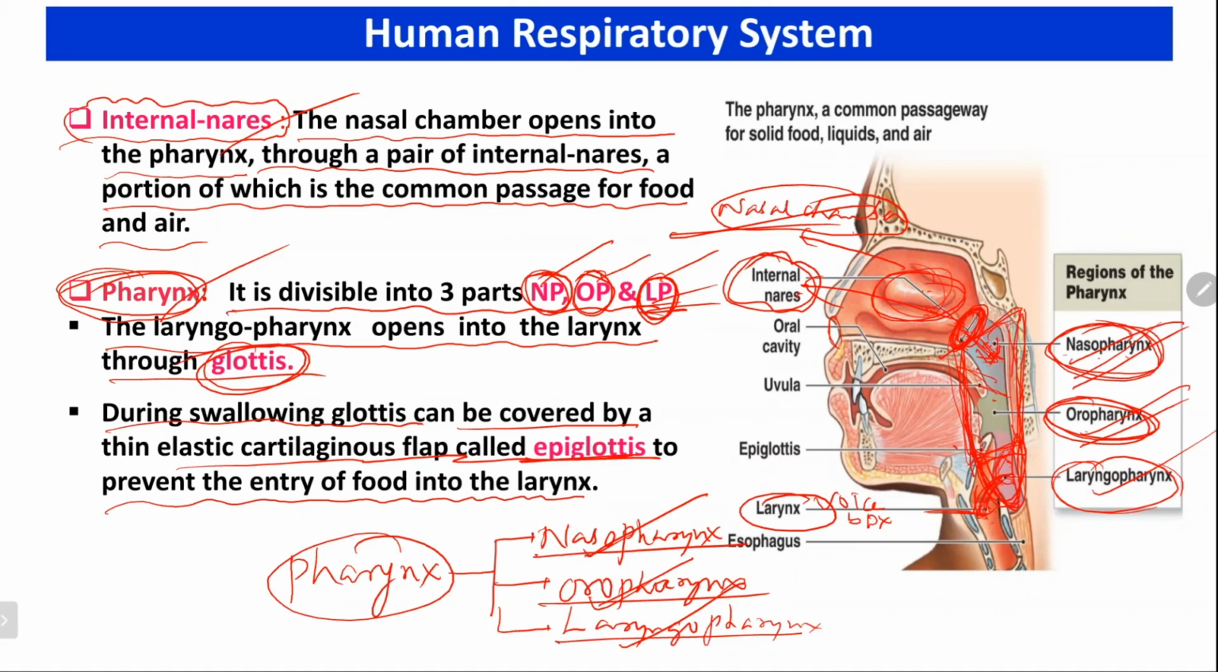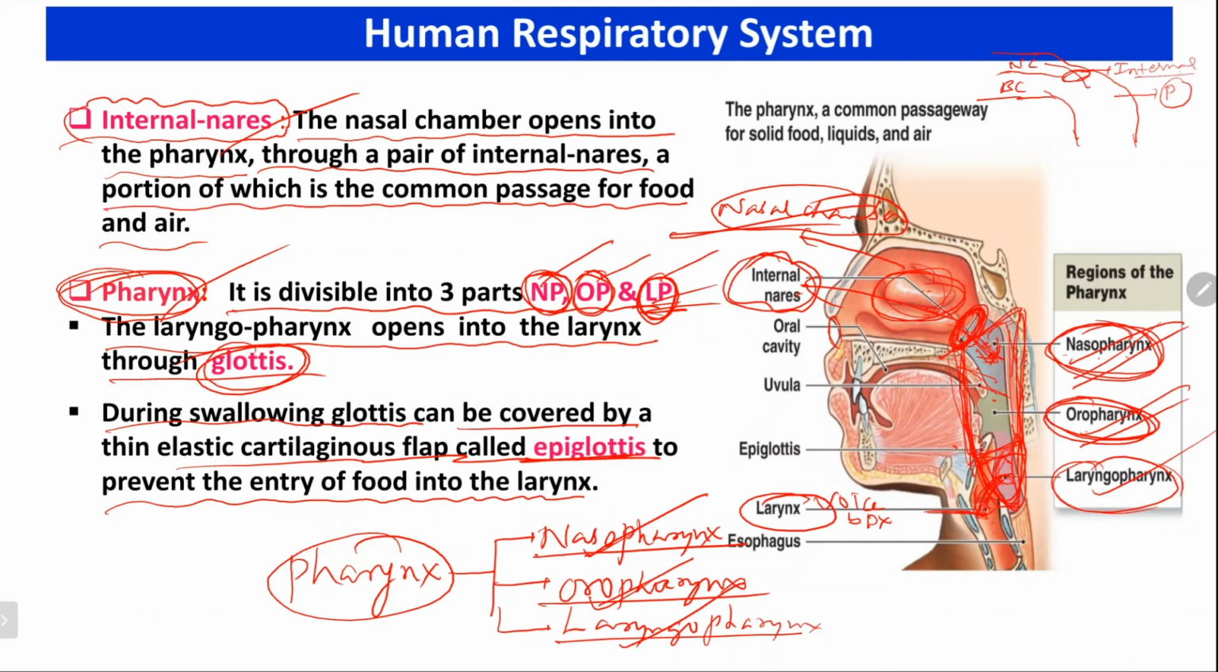So those who joined late, you need not panic. Just imagine what your teacher is showing here. This is the pharynx, P stands for pharynx. Somewhere here the internal nostrils are there. This is the buccal cavity, BC stands for buccal cavity. NC stands for nasal chamber. This is the internal nostril. Please do remember these things.